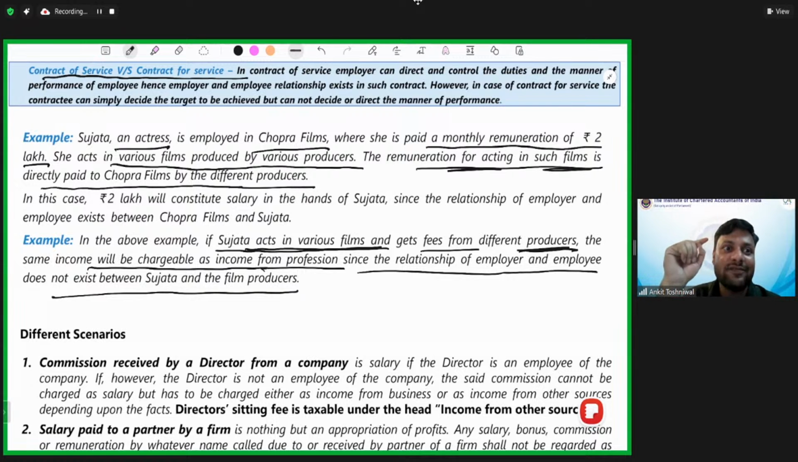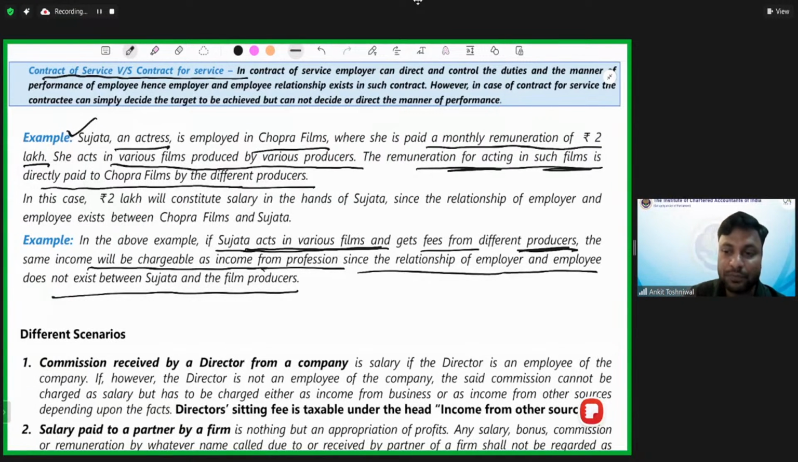So we have to check whether there is an employee-employer relationship or not. If there is an employee-employer relationship, like in the very first example, where he is getting the salary from one single banner, and if he works for another banner, the remuneration from those banners received by Chopra Film, right? So that is taxable under the head salary. But in the other case, he is individually receiving the remuneration from different banners, and that's why it is income from profession. It's his profession, acting, which is taxable under the head income from profession.